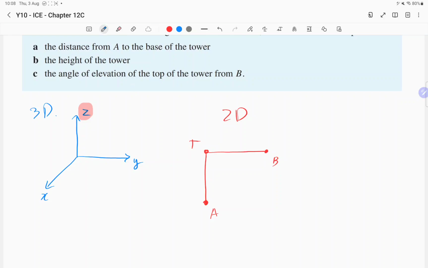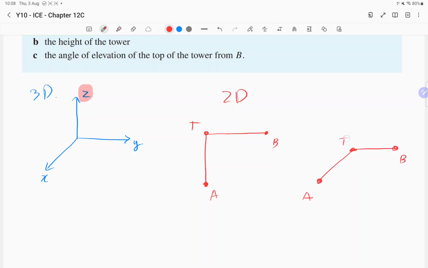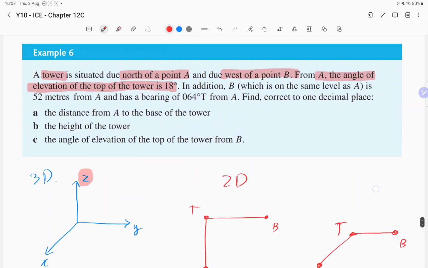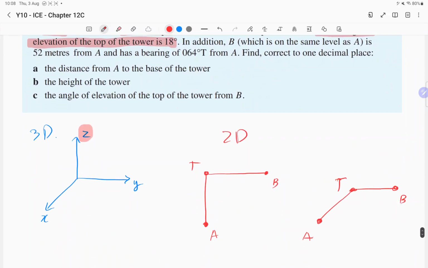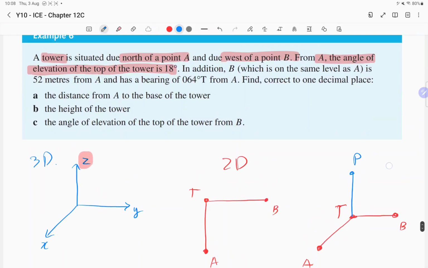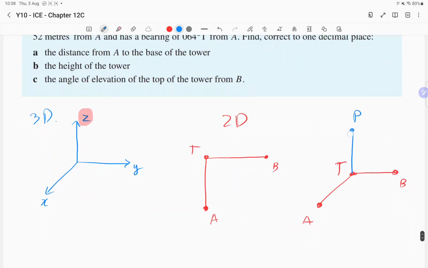And so if we were to use that here, we have to turn this shape a little bit in the 3D space, so that it will look something like this. A is here, B is here, and the base of the tower is here. Let's call that T. And now we can represent the top of the tower. The vertical line will represent the top of the tower here. I will call that point P. From A, the angle of elevation is 18 degrees. So I would need to draw this to A, and then this angle here is 18 degrees.